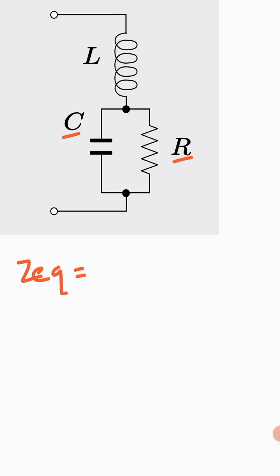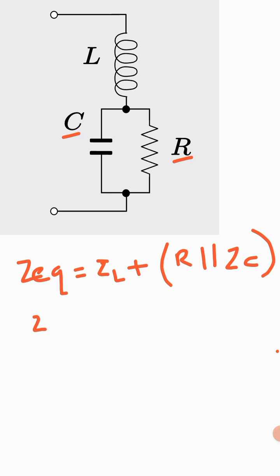So first we will write the reactance of an inductor, which is ZL, plus in series with that you have a parallel combination of R and C. So R in parallel with ZC, that would be, ZC is the impedance of the capacitor, or say the reactance of a capacitor.